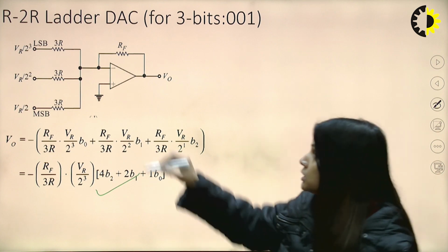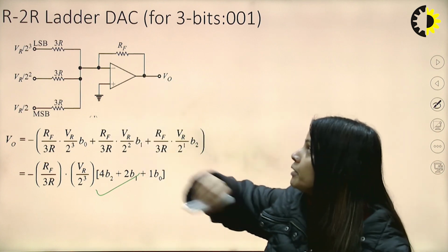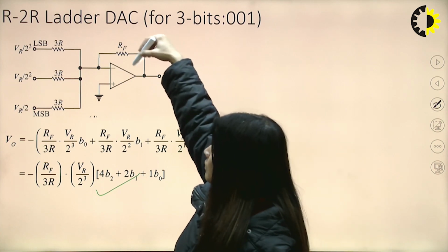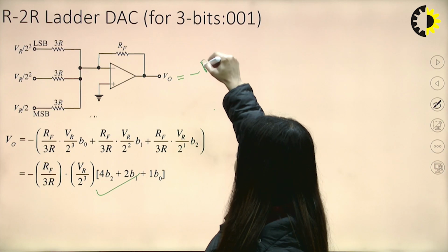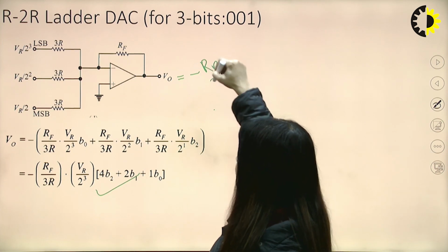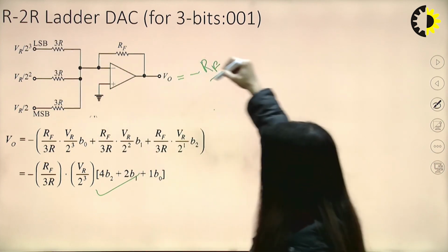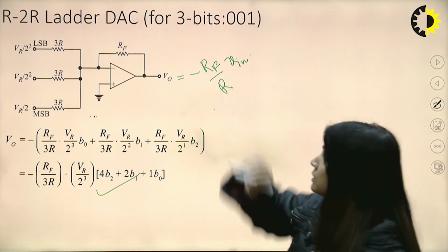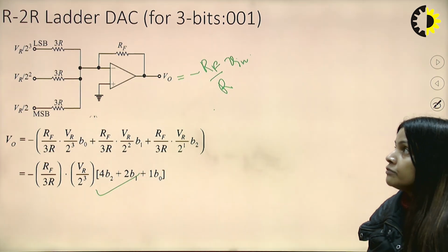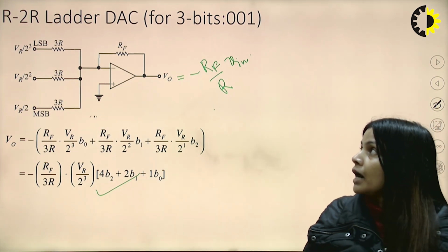Because this is an inverting amplifier, the output will be V0 equal to minus RF upon input resistance, whatever way we are writing it, the R, and then the input voltage like this. Okay. So in this way we can calculate the R to 2R ladder DAC.